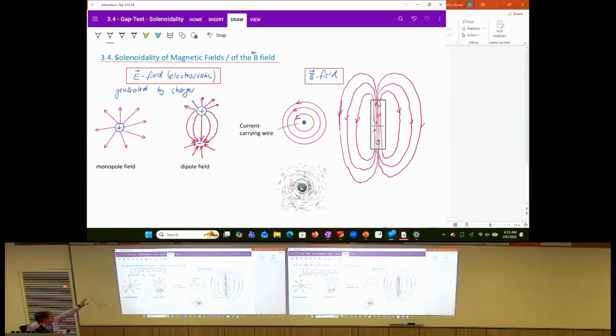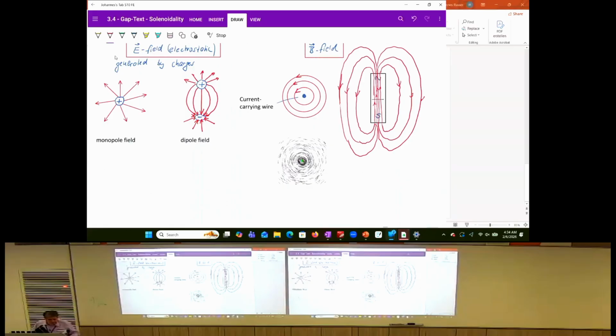You see, in the electrostatic field, you can have a single charge and field lines run out in radial direction from that charge. But for this magnet, your field lines are always closed. They always form a closed loop. You see, these here do not form loops.